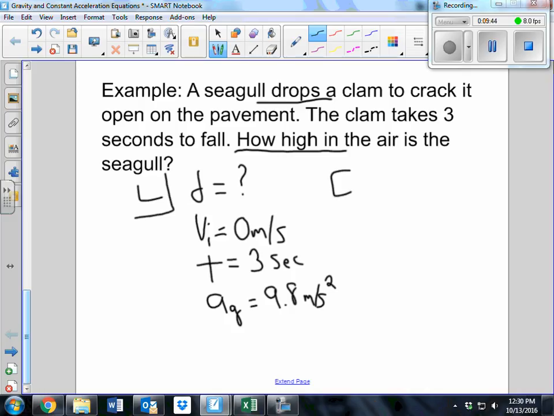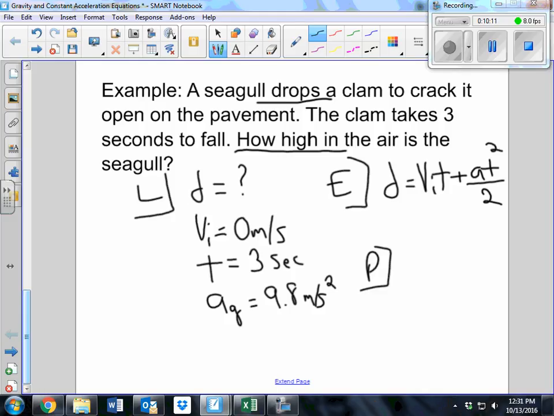The E part is, let's go look at those three equations. What equation has distance, initial velocity, time, and the acceleration due to gravity, or acceleration in it? And hopefully your answer by this point is d equals vi t plus a t squared divided by 2. So that's the equation I'm going to use. If you're not sure how I did that, pause the video and go look at your reference table and look how I picked that, because some of you are still struggling with listing all your variables and picking the right equation to use.